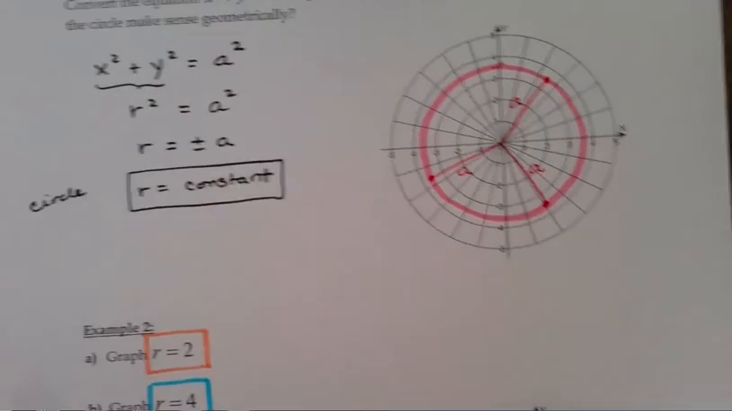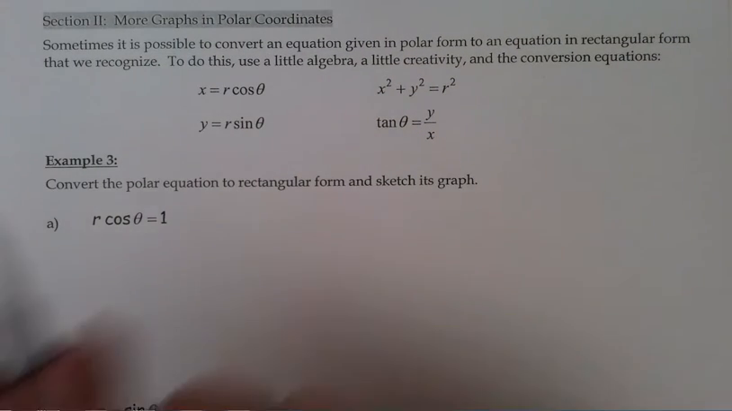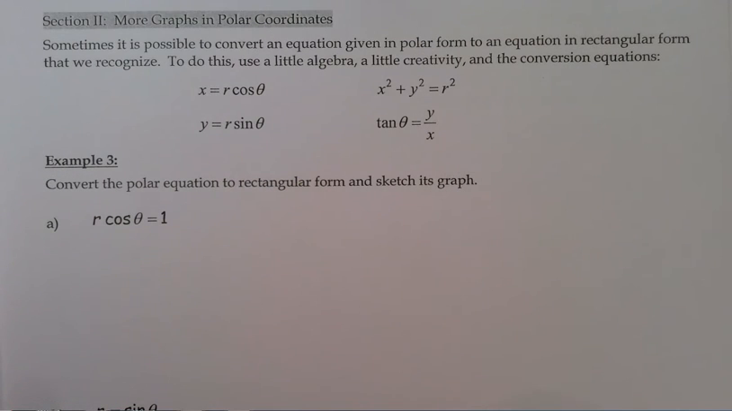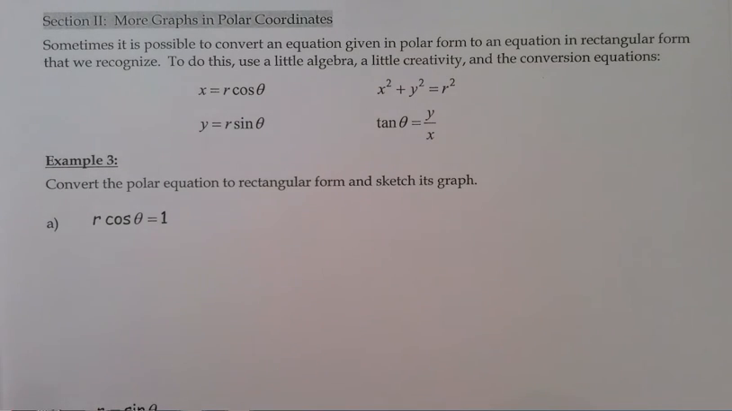All right, let's look next at doing some converting between polar and rectangular equations. Sometimes, not always, but sometimes it's possible to convert an equation that's given in polar form to an equation in rectangular form that we can recognize. To do this, we'll be using a little algebra, a bit of creativity, and we'll also make liberal use of these conversion equations that we studied before. Converting each polar equation to rectangular form, and then hopefully recognizing it well enough to sketch the graph.